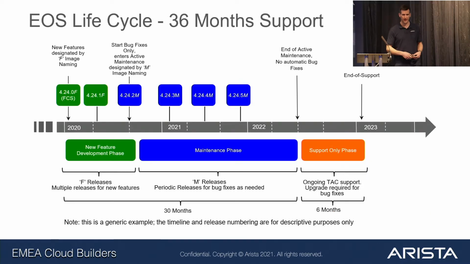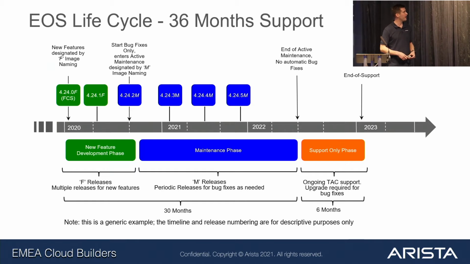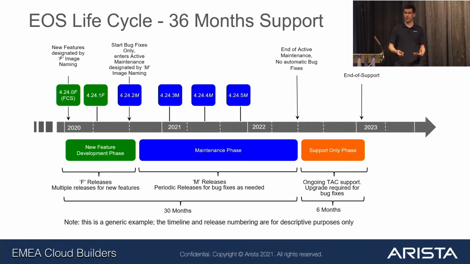Okay, so the EOS lifecycle, roughly speaking, is a 36-month support cycle. As soon as the first version of an image is released, say 4.24.0, it will last for about 36 months until we end of life that version of code, and we're no longer bringing out new fixes for it. But again, this is available online. I'd rather go into some of the feature details instead.